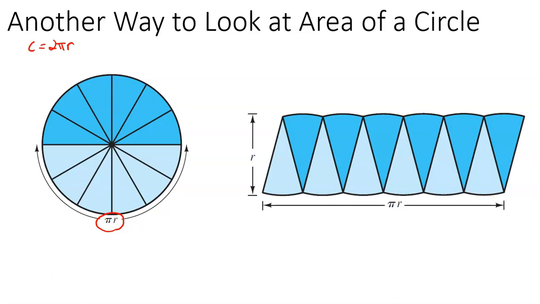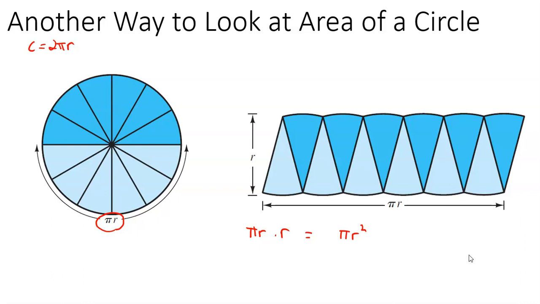Basically, what I've come up with is a rectangle where the base is equal to pi times r and the height is equal to r. Well, if I multiply those together, I end up with pi r squared. So there's another way of taking your pieces of a circle apart, turning them into a rectangle, and now you've explained the area of a circle in yet another way.